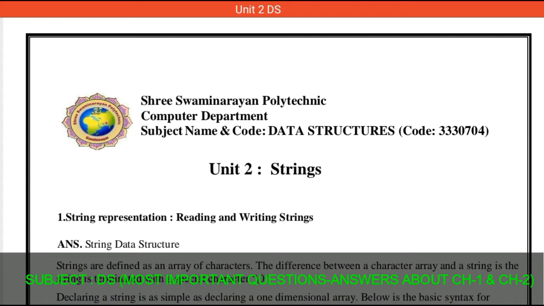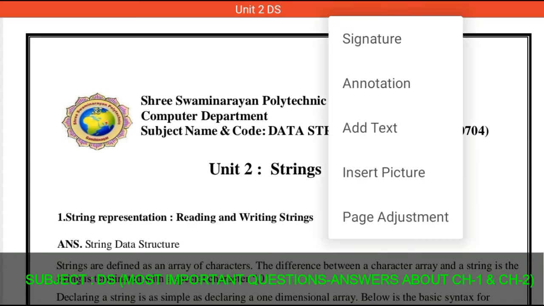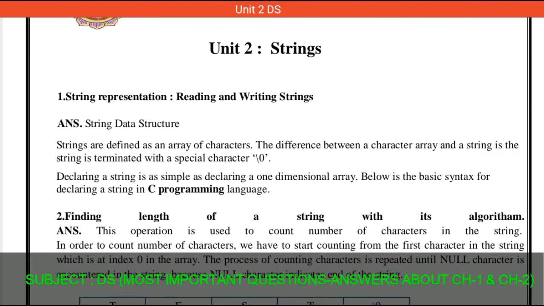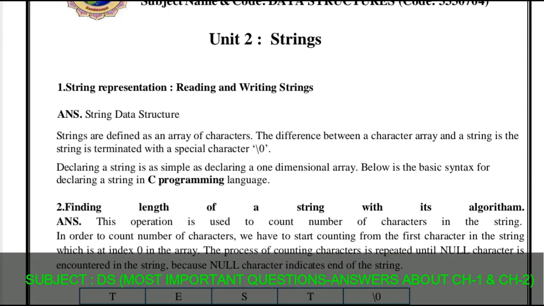So first of all, question 1: string representation, reading and writing strings. The first question's answer is the string data structure. So what is a string? Strings are defined as an array of characters. The difference between a character array and a string is that a string is terminated with a special character \0. So you have to remember that a string is always terminated with a special character \0.